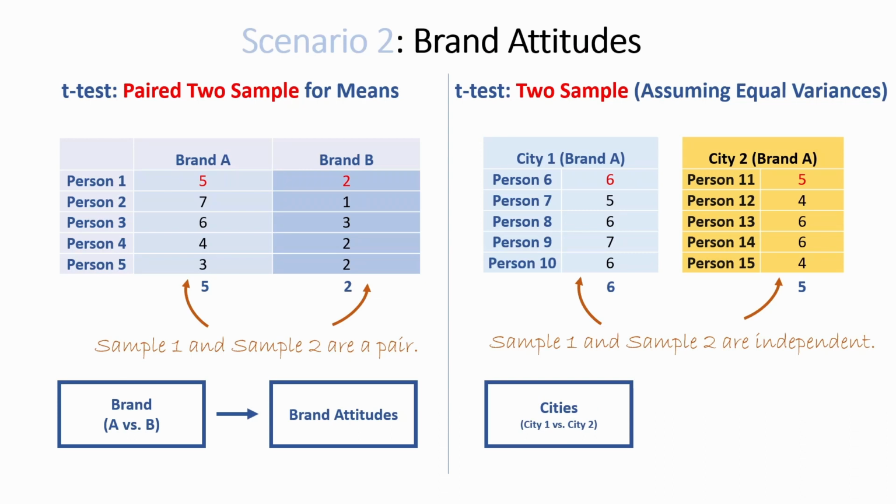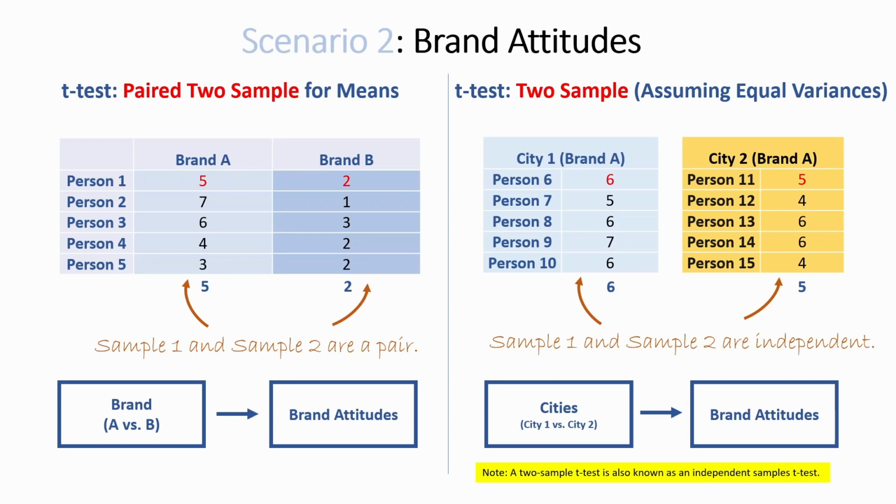In terms of theoretical framework, the X variable here is group, namely group 1 versus group 2. The dependent measure is brain attitude. Again, a two-sample t-test is also called an independent samples t-test, since sample 1 and sample 2 are independent. So this is the second scenario. I call it the brain attitudes scenario.